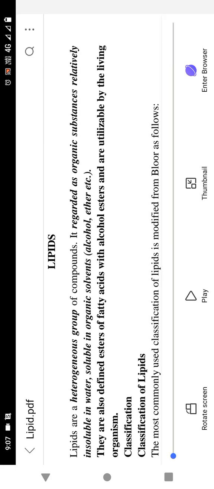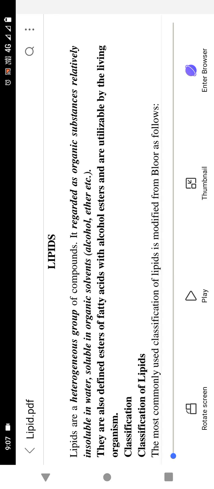Welcome to all. In this class, we will learn about lipids. Lipids are one of the organic chemicals, like carbohydrates and proteins. These are most important for our body. Lipids are a heterogeneous group of compounds, which means various chemical substances combined together produce lipids.